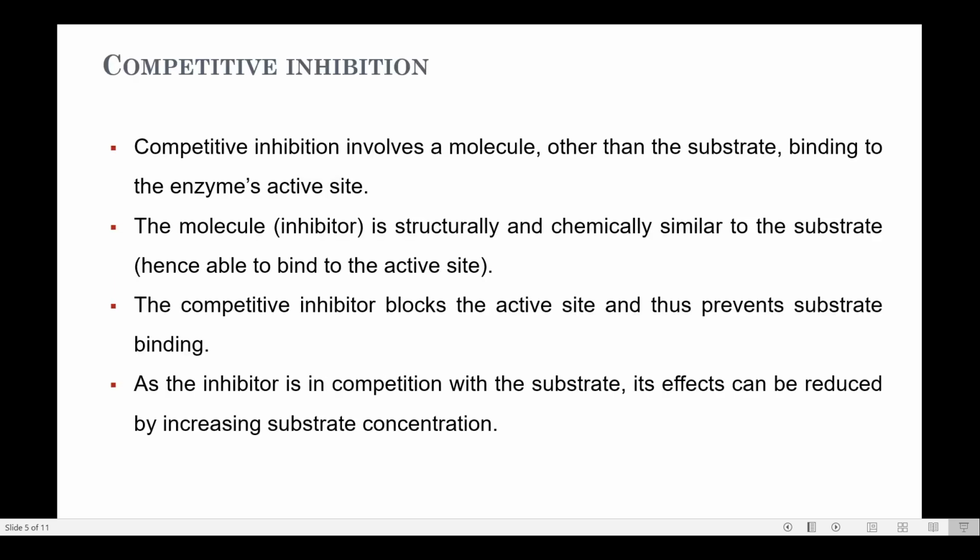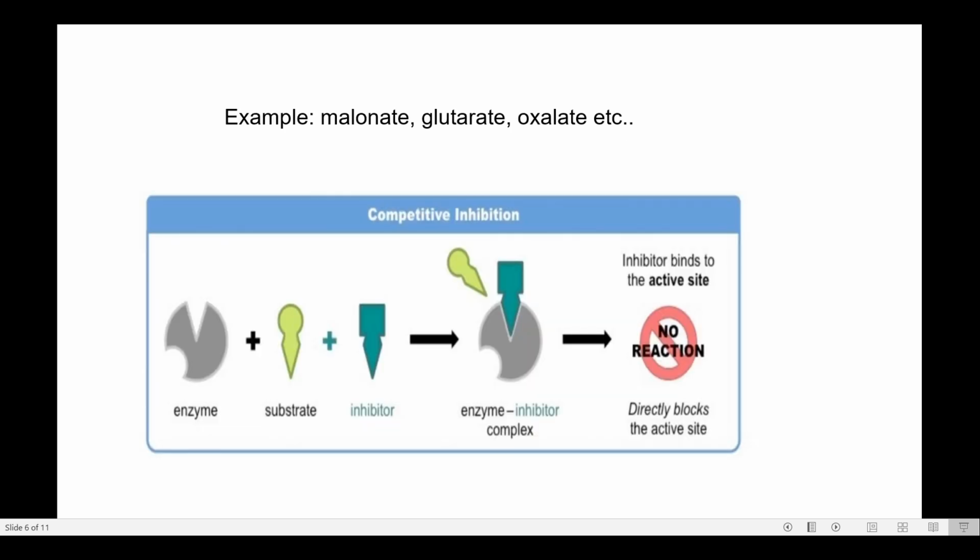In competitive inhibition, the molecule other than the substrate, that is the inhibitor, and the substrate will have the same conformation. In this type of inhibition, the structure of the competitive inhibitor resembles the structure of the substrate of the enzyme. So what will happen? If both have the same structure, the same conformation, then the inhibitor will bind with the active site of the enzyme and the substrate cannot bind to it.